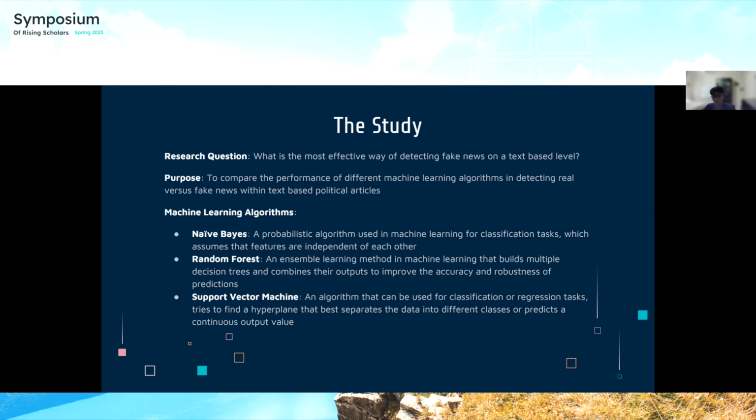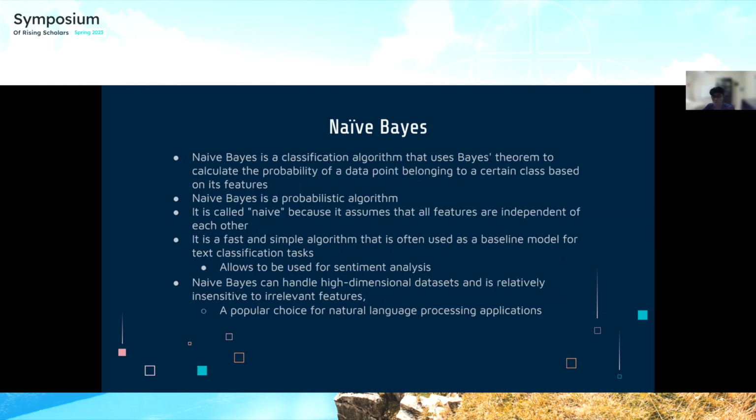Now let's take a closer look at each of these algorithms. First, we have Naïve Bayes. Naïve Bayes is a classification algorithm that uses what is known as Bayes' theorem in order to calculate the probability of a given data point belonging to a certain class.